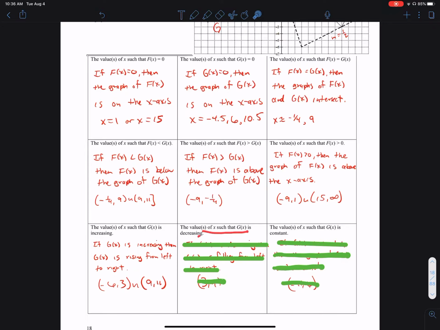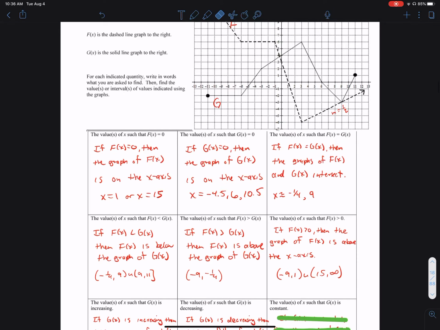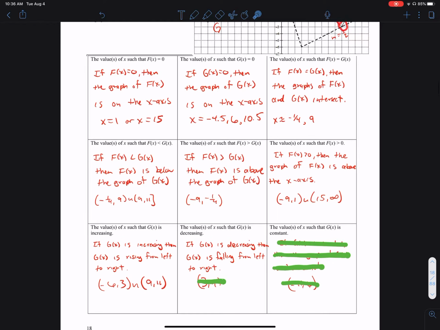The values of x such that g of x is decreasing. If g of x is decreasing, then g of x is falling from left to right. The only time it falls is from here, 3, to here, 9, both not inclusive.